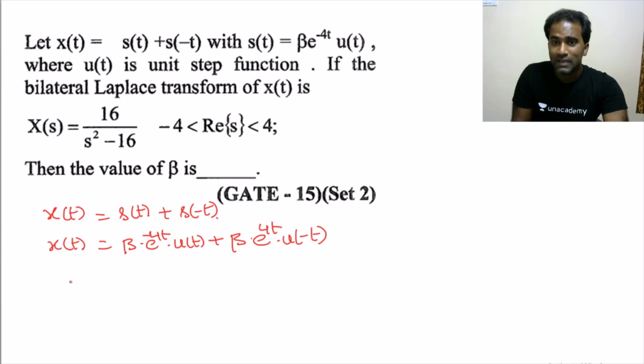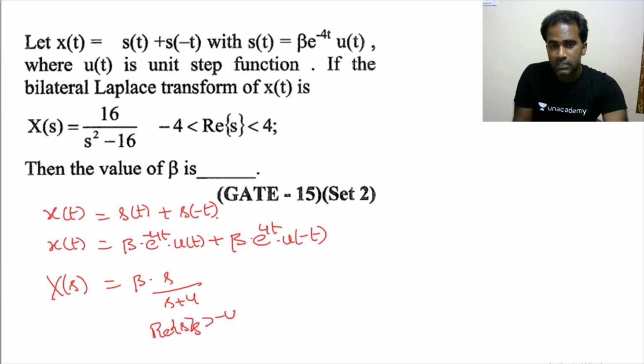Now let us take the Laplace transform on both sides. So x of s is equal to beta times the Laplace transform of e power minus 4t, which is 1 by s plus 4, and the ROC of this term is real part of s greater than minus 4, plus beta times the Laplace transform of e power 4t into u of minus t, which is minus 1 by s minus 4.